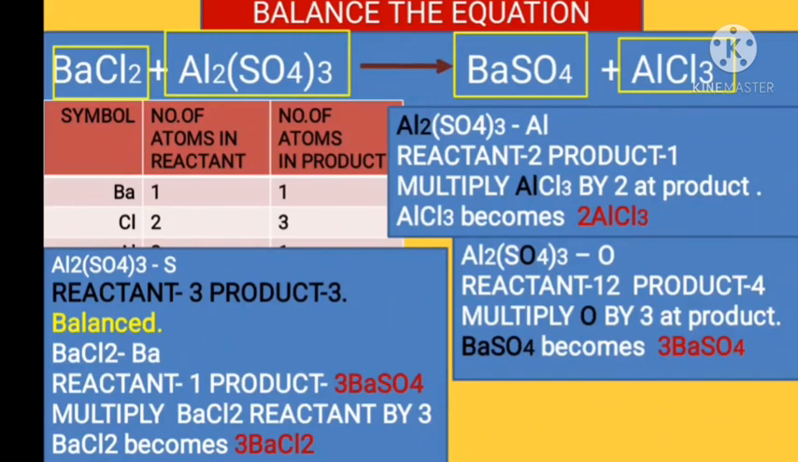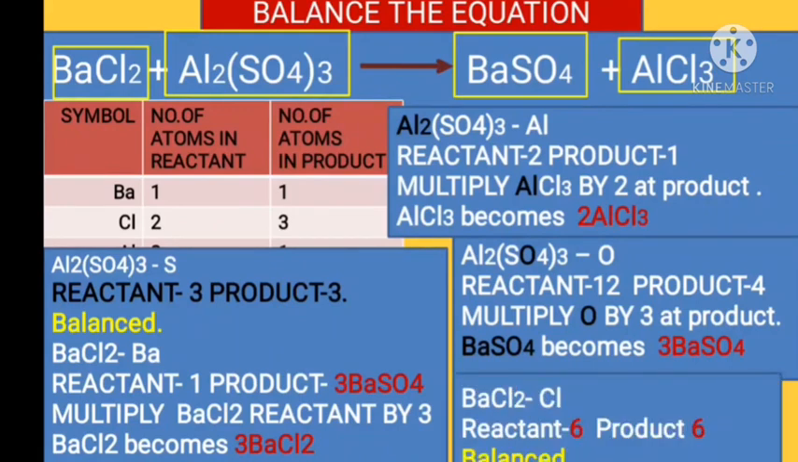And here now, let us take barium chloride. In barium chloride, first balance barium. Reactant side we have 1. In the product side actually we had 3 barium sulfate, while we were multiplying for oxygen, it is now 3. So let us multiply the barium chloride in the reactant side by 3. Then 3 molecules of barium chloride now we have.